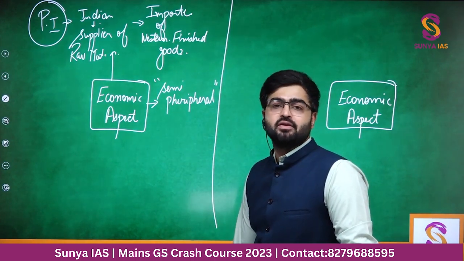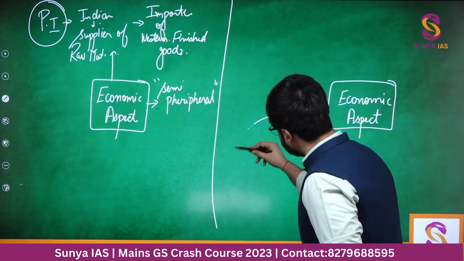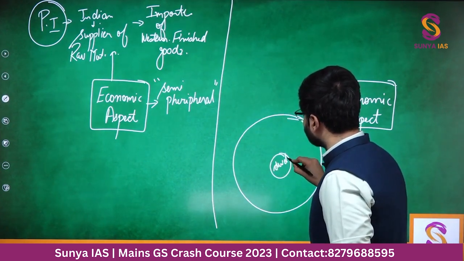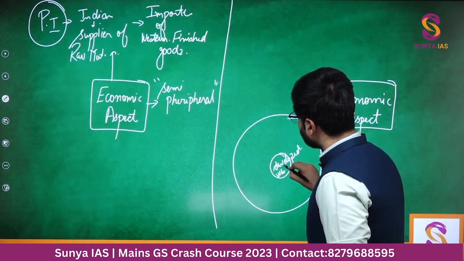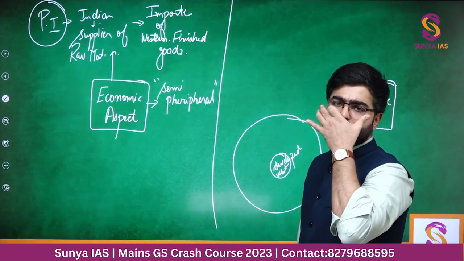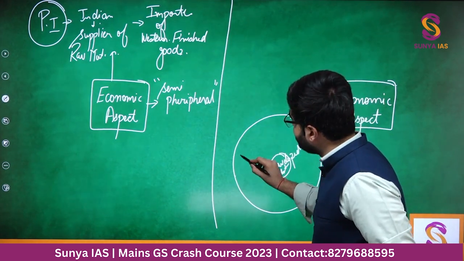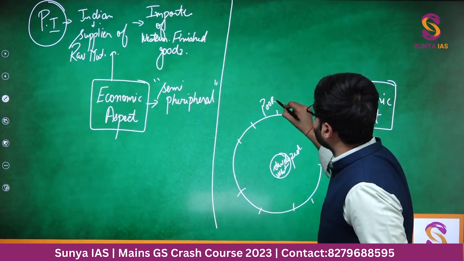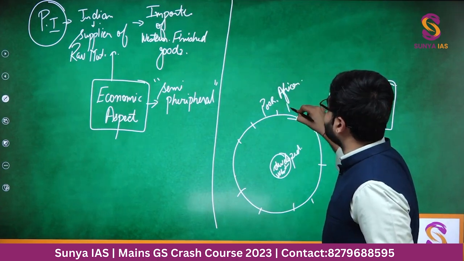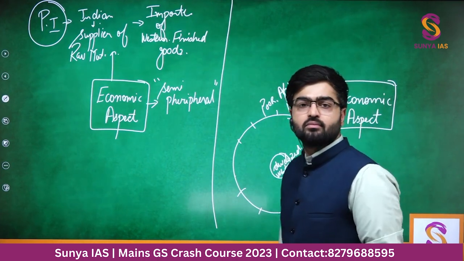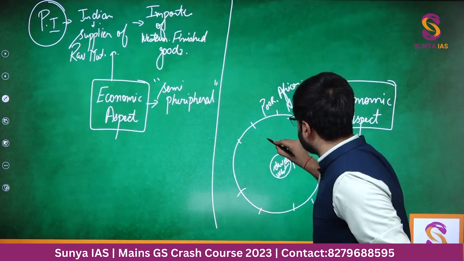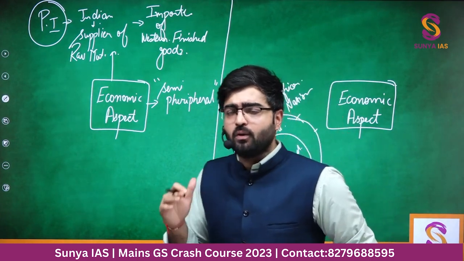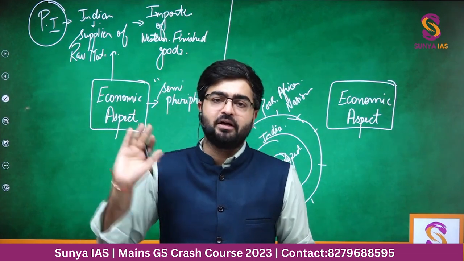Now, what is the meaning of semi-peripheral states? Let's say this is a circle. In the core of the circle lie the developed Western countries, which were the colonial powers sometime. And this is the periphery. On this periphery lie the poor African nations, or to be very precise, the third world countries. And somewhere in the middle, the semi-peripheral countries, lie countries like India, which were colonies before, but now are in the middle stage, not on the periphery.